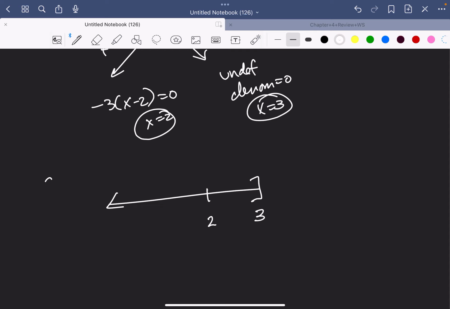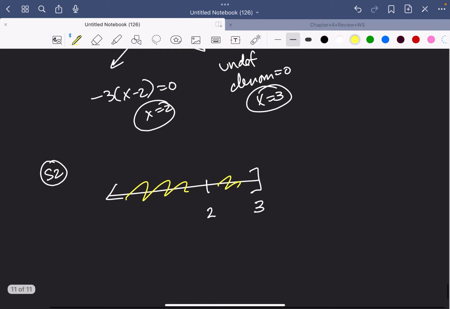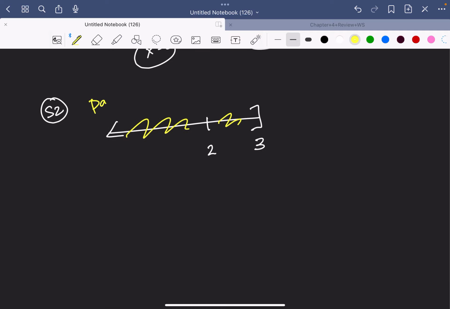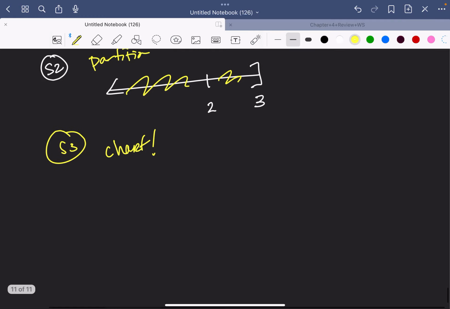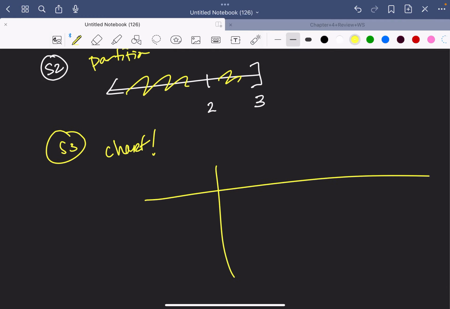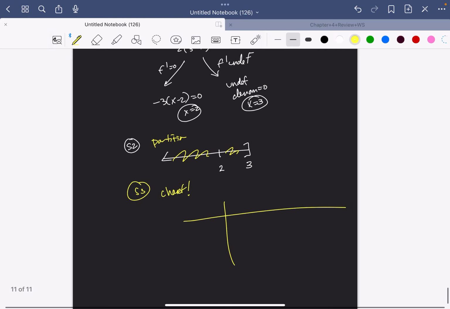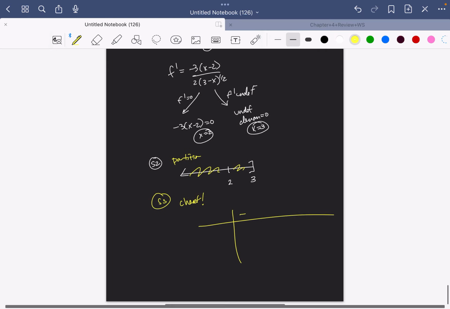So that's going to be our step 2, our partitioning. We're going to have this interval and this interval. So that's our partition, and then step 3 is to chart. So when I look at my chart, I'm going to go, well, my first derivative has the following factors. Its numerator is that. Its denominator is 2, 3 minus x to the 1/2.